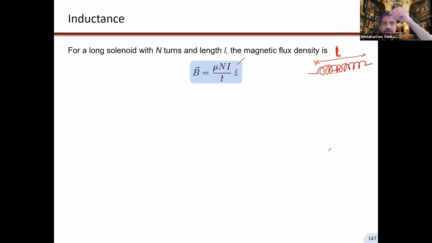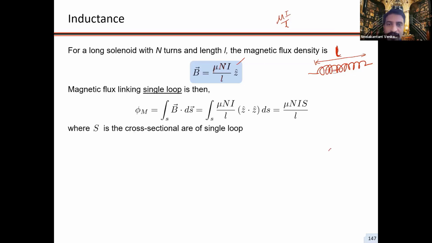Because for every loop, you're going to have mu I over L. But then you have N such coils, so you multiply by N, because the B gets added. Superposition works here. So B gets added up.